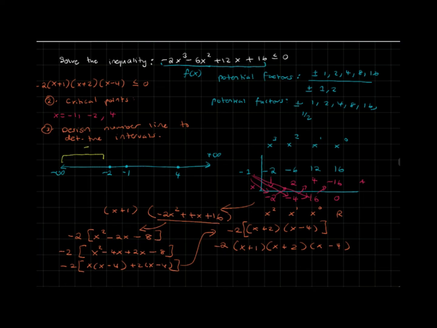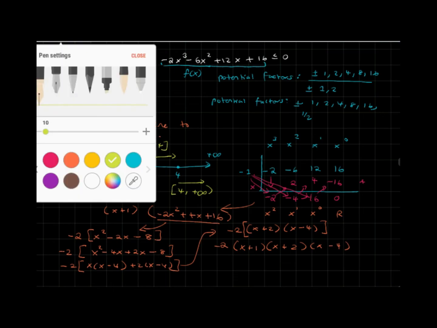So this guy here is negative infinity and negative 2. This guy here is negative 2 and negative 1. This guy here is negative 1 and 4. And this guy here is 4 and positive infinity. So you can notice that we're using the square brackets because the points are inclusive, right? And after we design our number line and we find our intervals, you should see that there should be one more interval than critical points. If you have 3 critical points, you have 4 intervals.